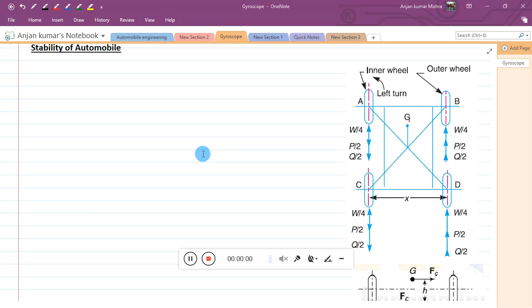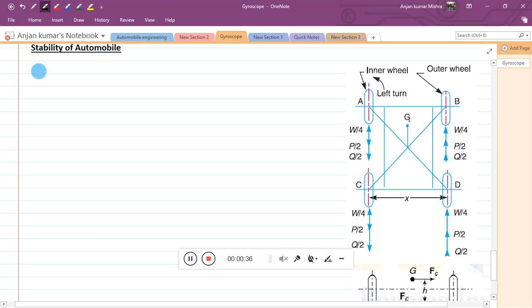Everyone. So today in this lecture we are going to discuss the stability of an automobile, and specifically the stability of a four-wheel drive moving in a curved path. As you can see in the diagram, it is a schematic diagram of a four-wheeler, and the respective free body diagram is also present in that diagram.